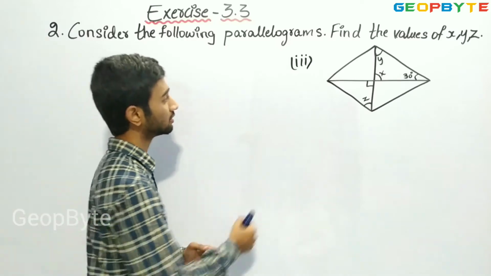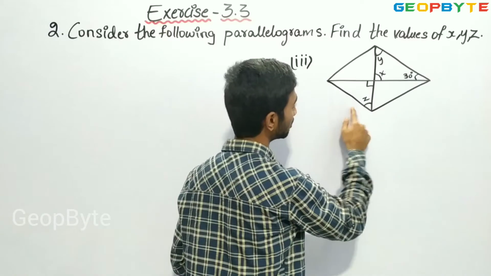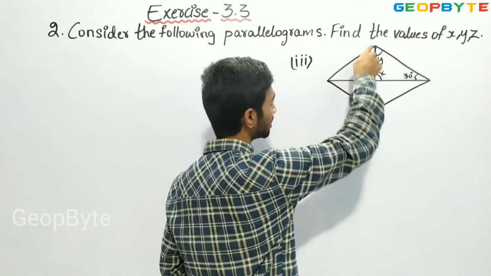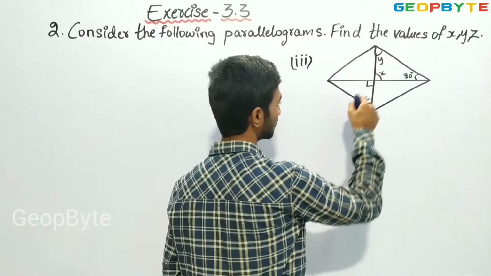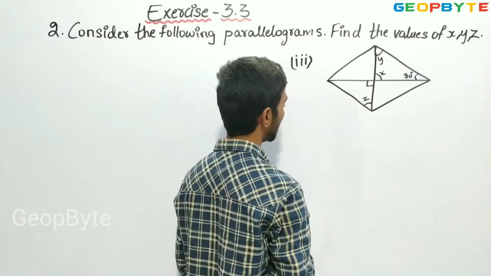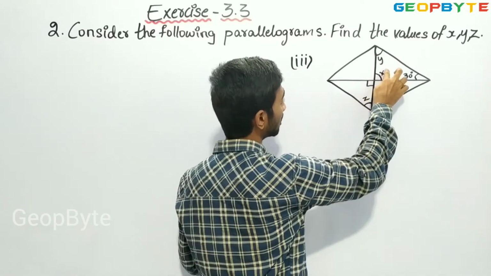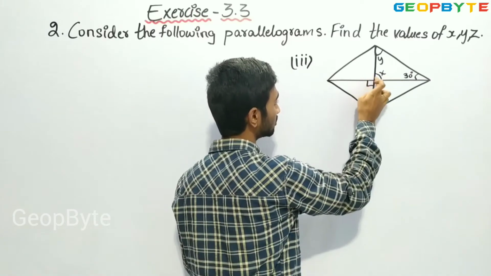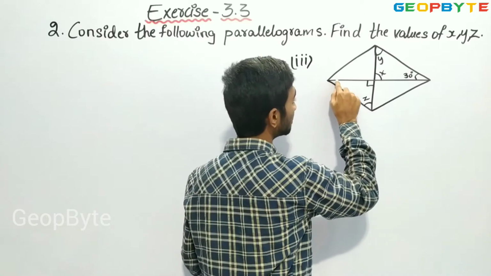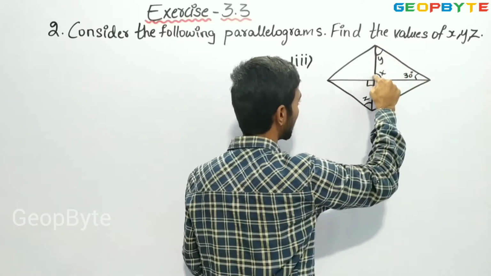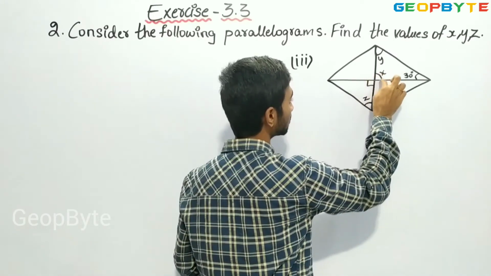Now let us see the third figure. Here it is a parallelogram. This side is parallel to this side, and this side is also parallel to this side. So here we need to find the values of x, y and z. In this figure we can observe that these two are vertically opposite angles, and these two angles are also vertically opposite angles. Here this line and this line are perpendicular to each other, making right angles in these four angles.